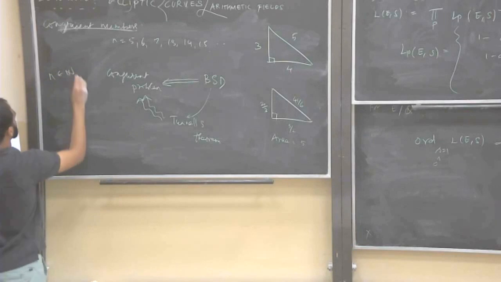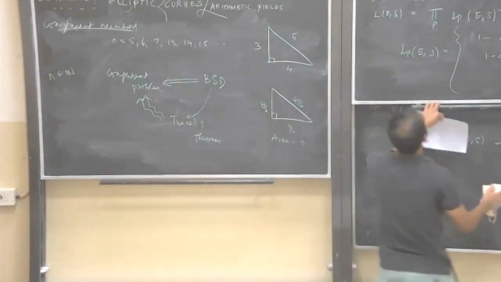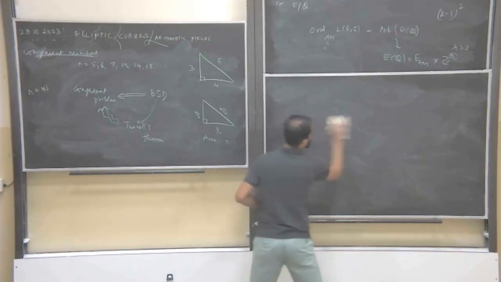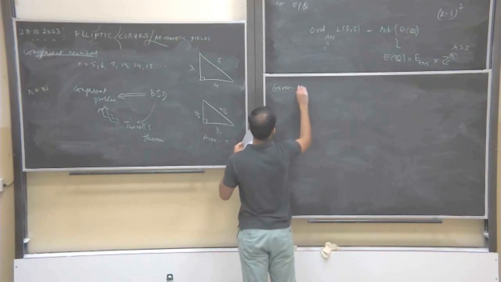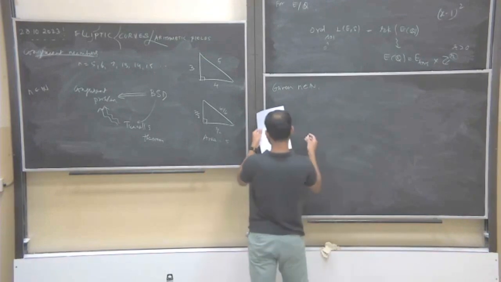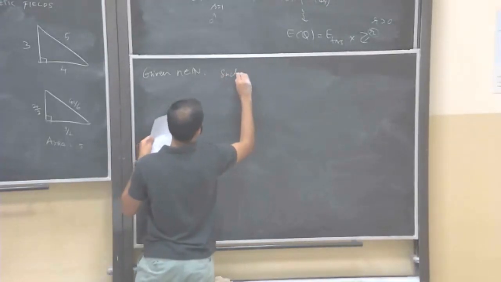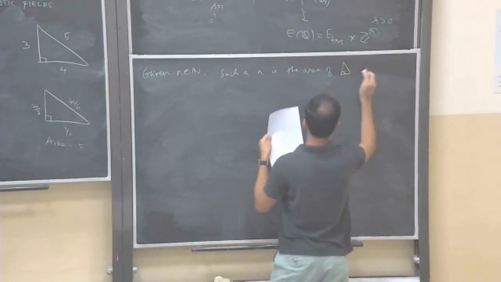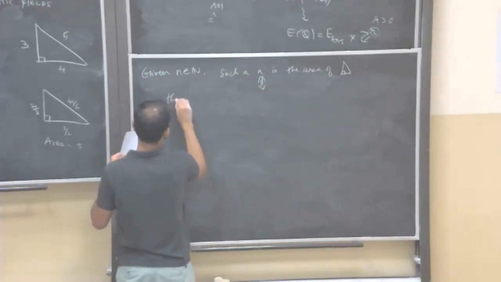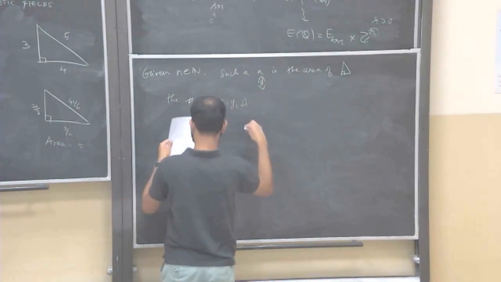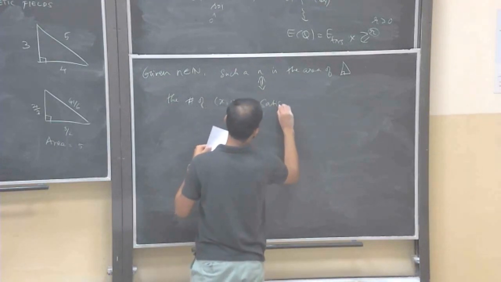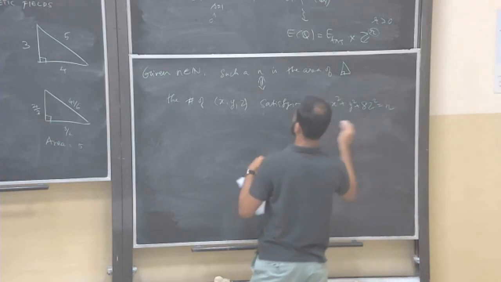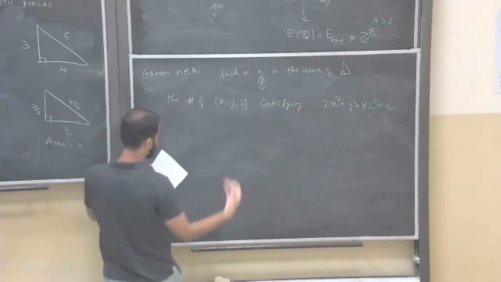So yeah. So given a positive integer n, the number of triples satisfying this particular equation is exactly double the number which satisfies the other equation.